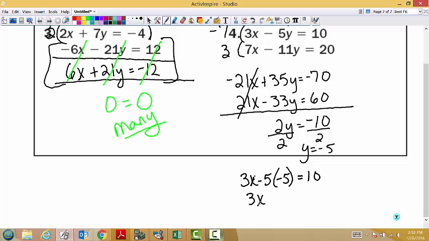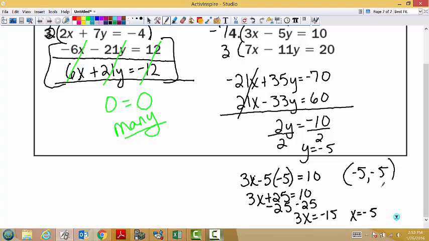3x negative 5, plus 25 minus 25. 3x equals negative 15. Divided by 3, x is negative 5. Yay! Negative 5, negative 5. And that is all.